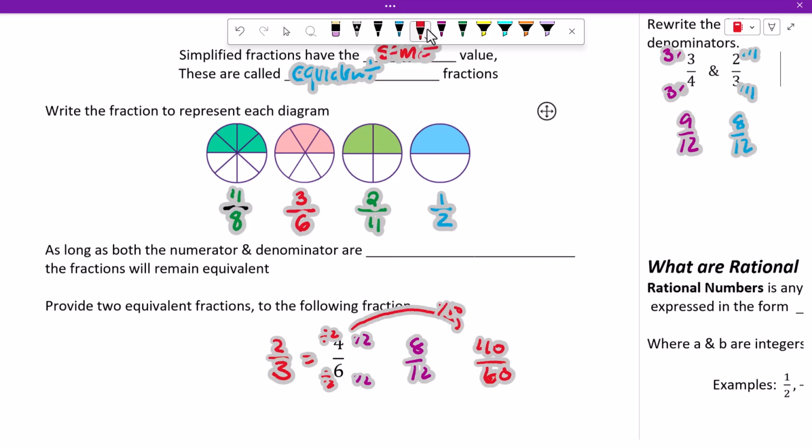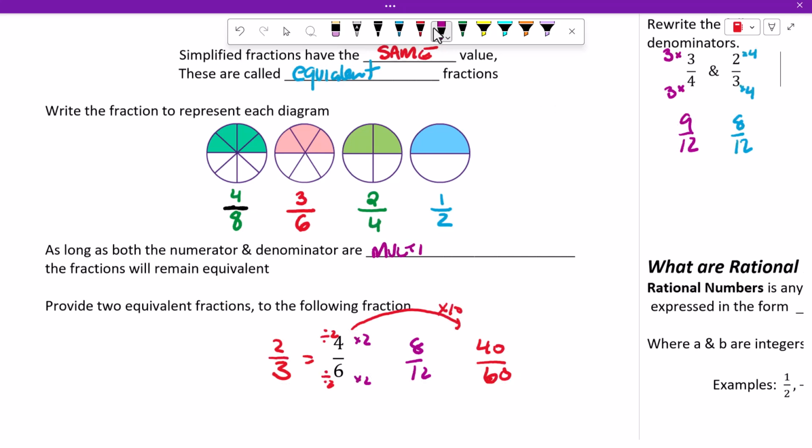As long as we multiply or divide both by the same number, these fractions stay the same value. All right? We're not changing the values, we're changing how it looks so we can do other math with it. We can compare it, we can add it. There's other things we can do with it. That's all. So we're manipulating the situation. So let's go back to here.